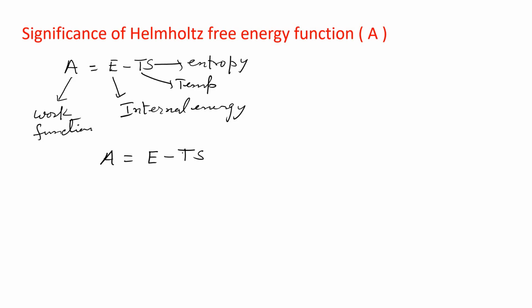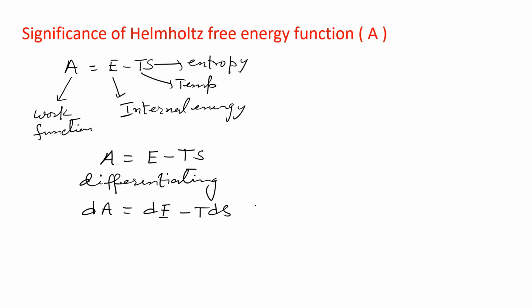Now, we take the complete derivative of this equation, that means differentiating. What we will get? dA is equal to dE minus TdS minus SdT. This one: first function times differentiation of the second plus second function times differentiation of the first.